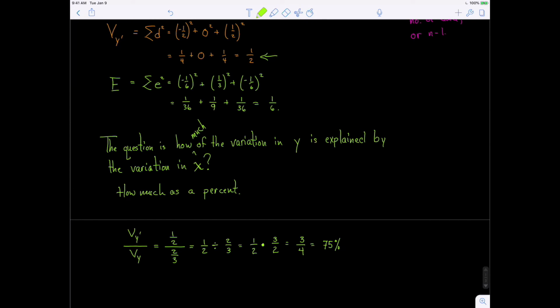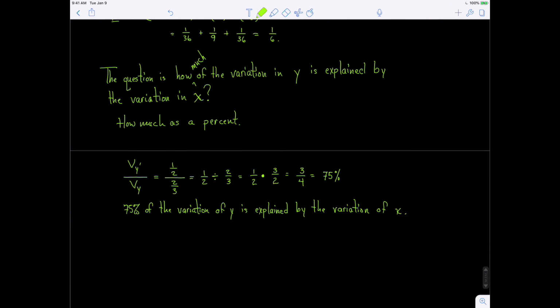And so we would say that 75% of the variation of y is explained by the variation of x. And if you think about this, this was actually a really good model. We're going to stop there, and then we're going to look at one other way that we can find this number.